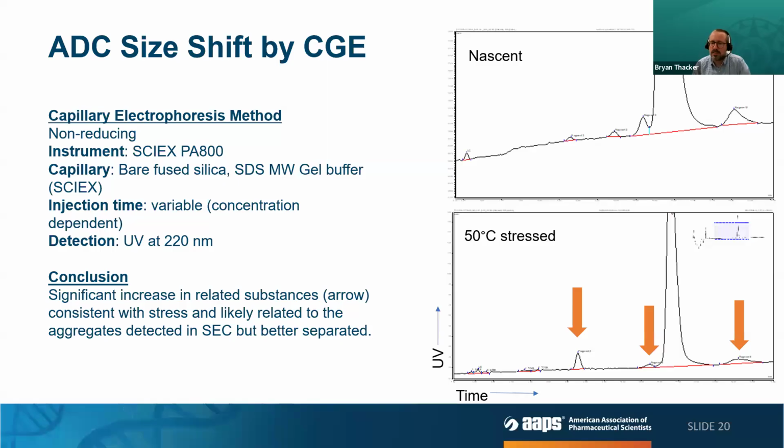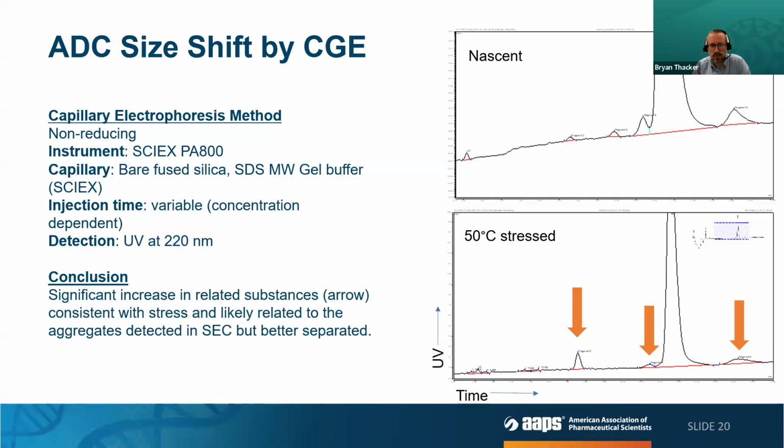Again, the main ADC peak is the major one that you see there that's going off the graph. But we do see differences in the surrounding peaks, indicating that there's some shift in the size of the materials that are being observed in response to the high heat stress treatment, both at higher molecular weights and lower molecular weights.